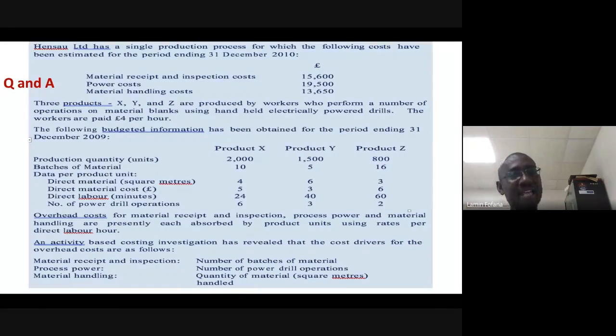Okay, so let's start our question. We have a long question, which is a past ACCA question, which has got some absorption costing in it and ABC on it. So let's start it.